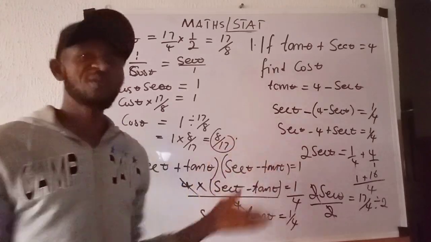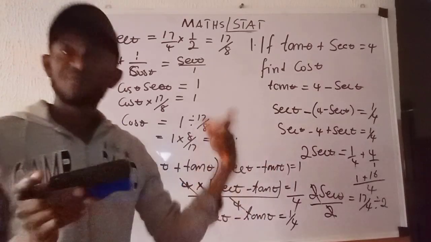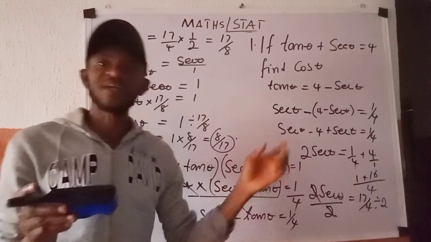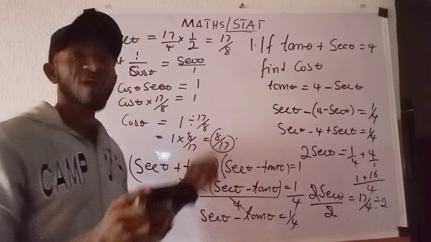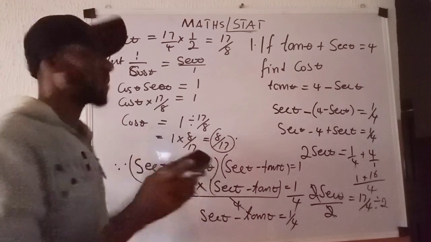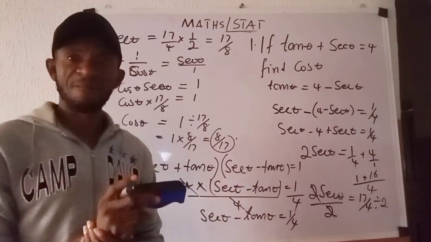Of course, they gave us so many options. They gave 8 over 17, they gave 17 over 8, they gave so many things. But the correct answer there is 8 over 17. That is the value of cos theta.